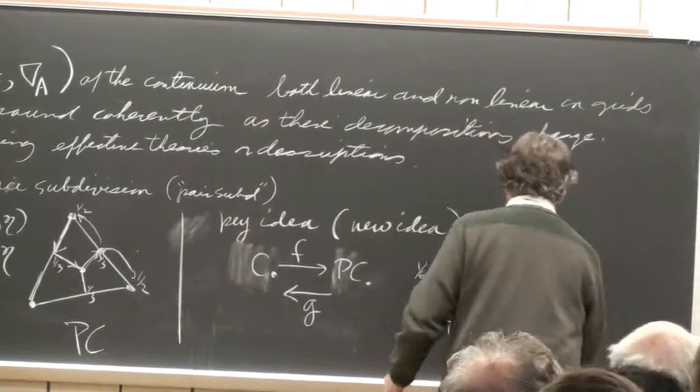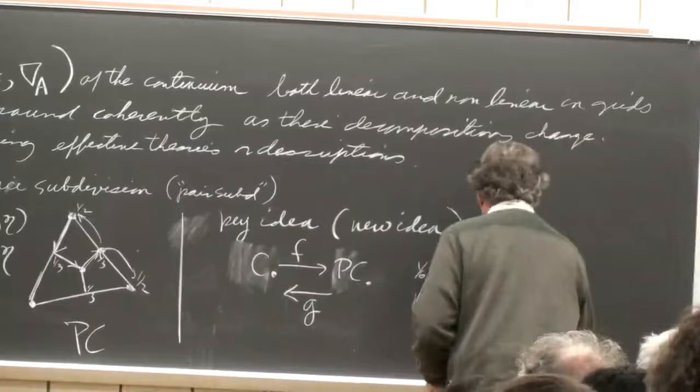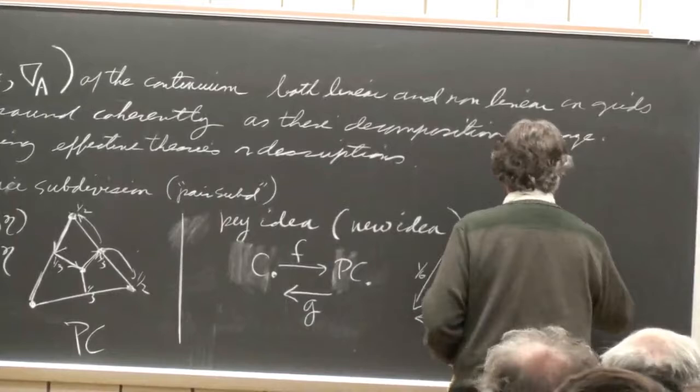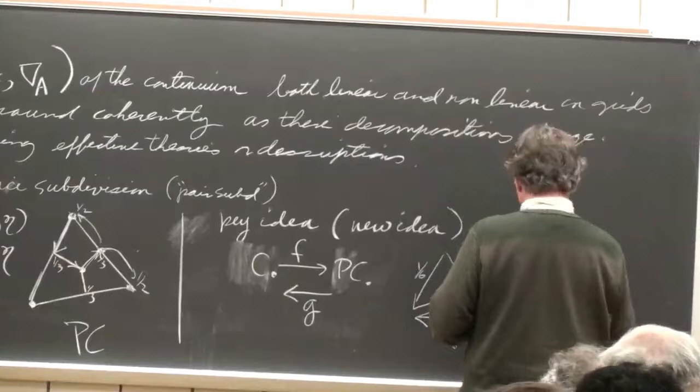Does the map on edges compatible with the map on vertices? Yeah, well, let me say what. It will be when I say what they all are. And this edge here will go to one half of this edge. And then this triangle, this face here, will go to one third of the whole face. And you extend that way.